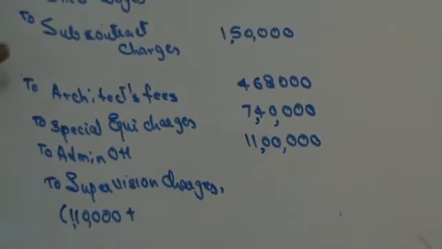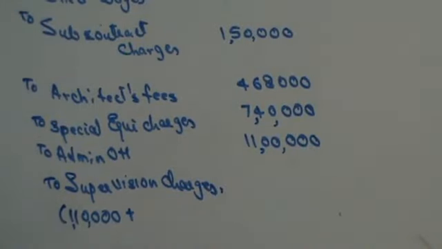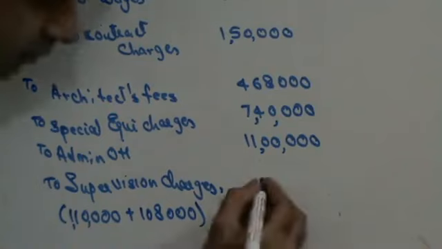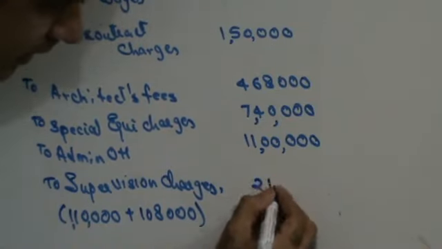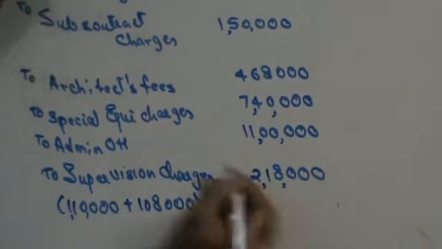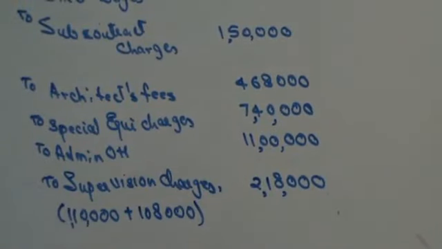Okay, so in the contract account it was 1,10,000 for the first 11 months, plus for the last 9 months it was paid at the rate of 12,000 rupees per month. Someone please do 12,000 into 9. 108. So this will be 2,18,000.